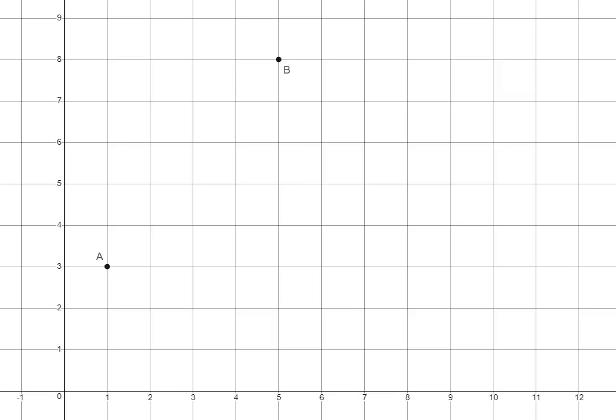All right, so I'm here to talk to you guys a little bit about the midpoint formula. The midpoint formula essentially is designed to help you quickly get the midpoint between 2 points. So if you take a look, I got 2 points here, one at (1, 3) and the other one at (5, 8).